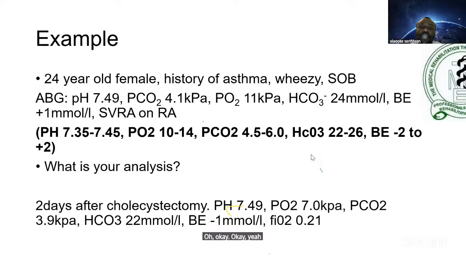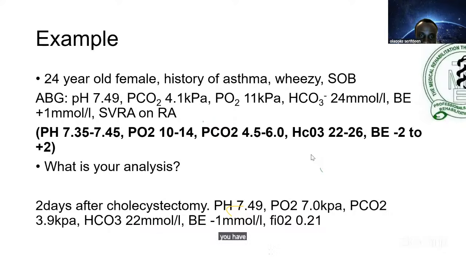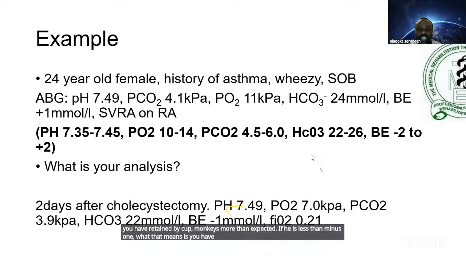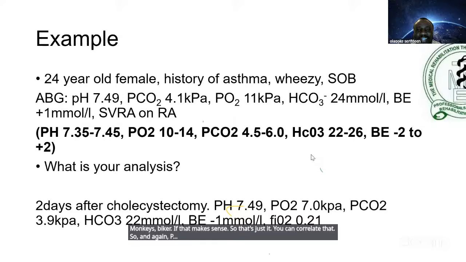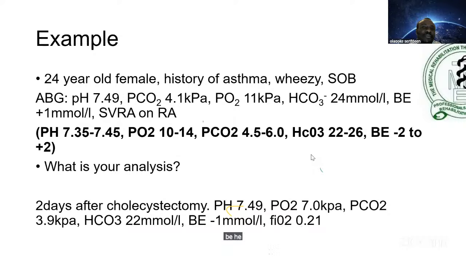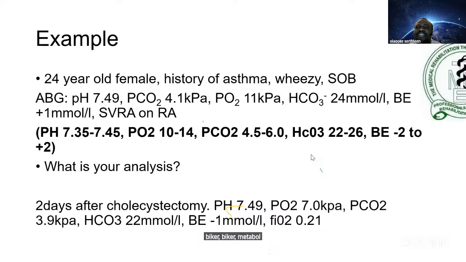Okay, yeah. The significance of BE, like I mentioned, is that if BE is, let's say, +5, it means you have retained more bicarb than expected. If BE is, let's say, -1, it means you have started to lose bicarb, if that makes sense. So that's just it. Again, BE, base excess, is just talking about your metabolic activities. Don't forget, when I was explaining base excess the other time, I was using bicarb as the metabolic stuff. So it just talks about your metabolic activities.